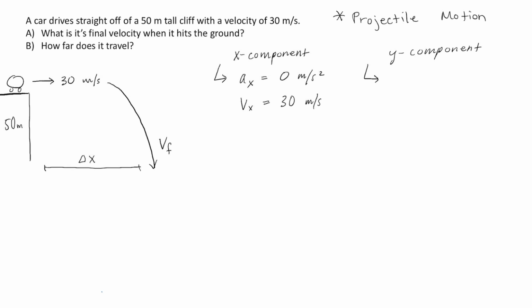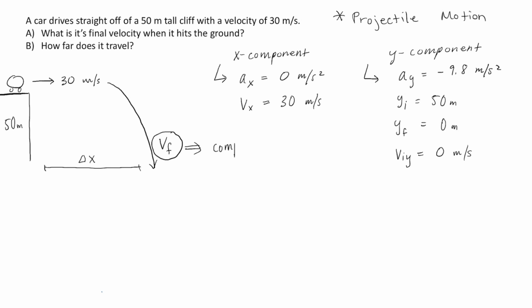The y component of projectile motion is free fall, so the acceleration is equal to negative 9.8 meters per second squared. We also know the car's initial position, which is 50 meters, the car's final position, which is 0 meters, and we know the initial velocity in the y component, so Viy would equal 0 meters per second. I know this because all the velocity is in the x component, so that means there's no velocity in the y component. Now we want to solve for Vf, the final velocity as the car hits the ground.